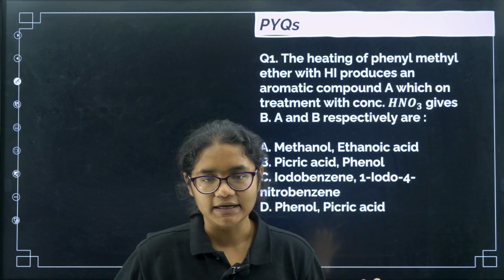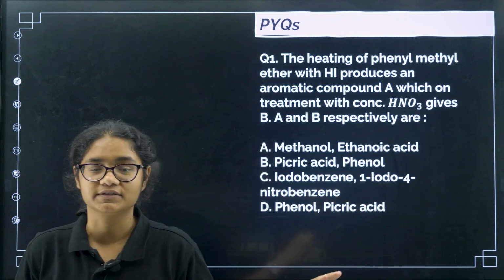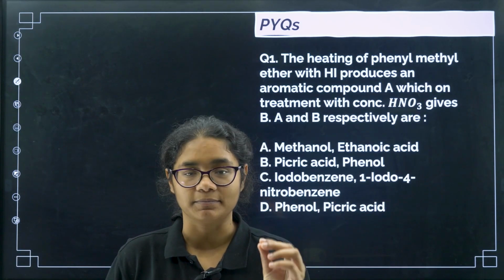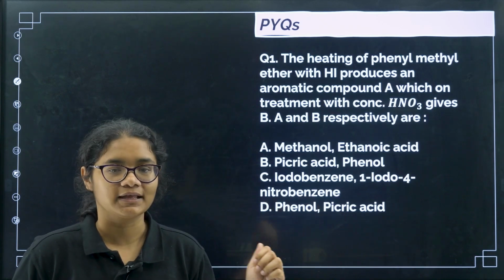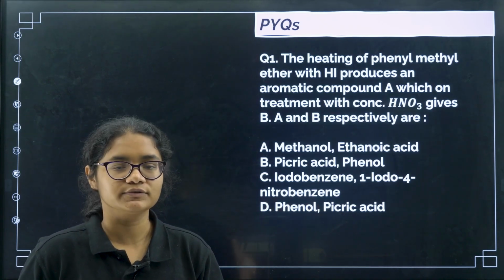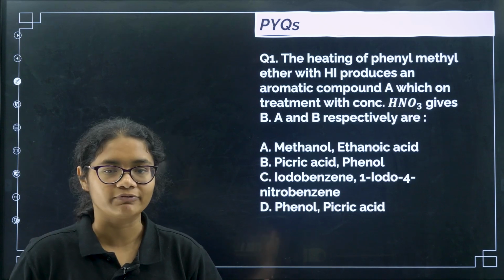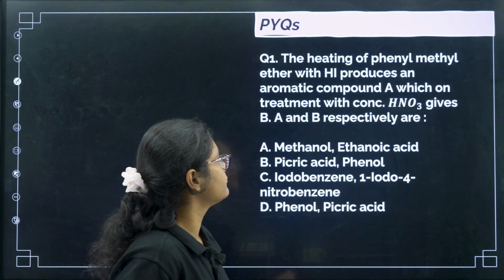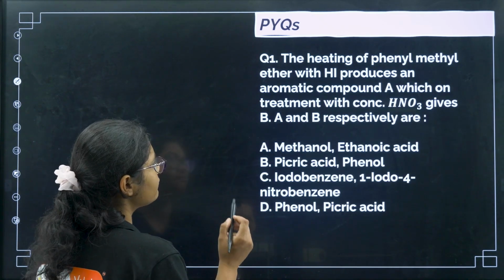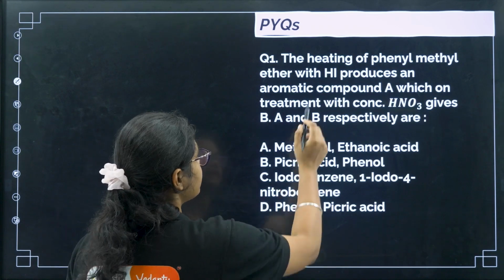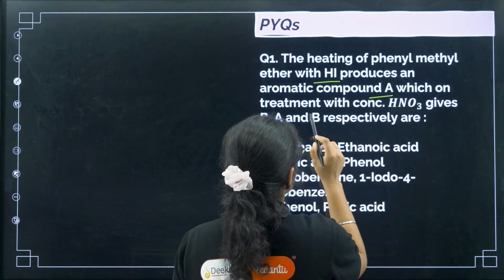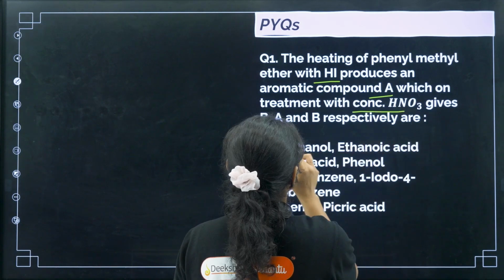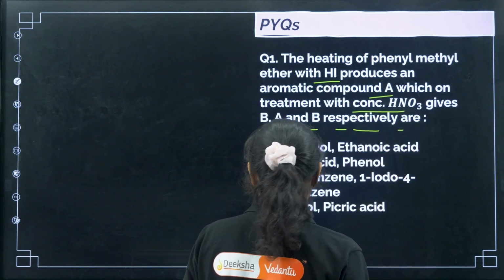After completing this lecture, if you are able to solve these questions, then you can assure that your preparation is going on the right track, because whatever questions we have taken, these all are from your PYQs of the last 4 or 5 years. So first of all, heating of phenyl methyl ether with HI produces an aromatic compound A, which on treatment with concentrated HNO3 gives B. A and B respectively are.